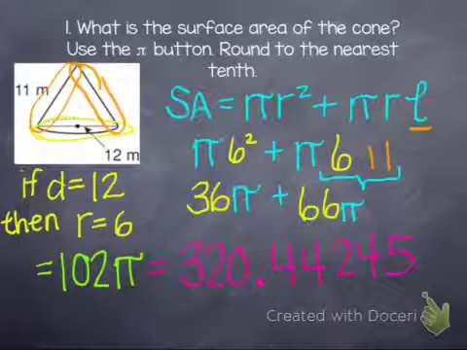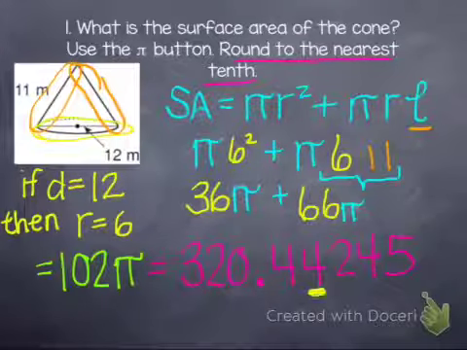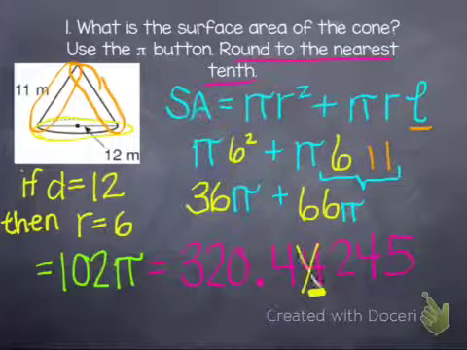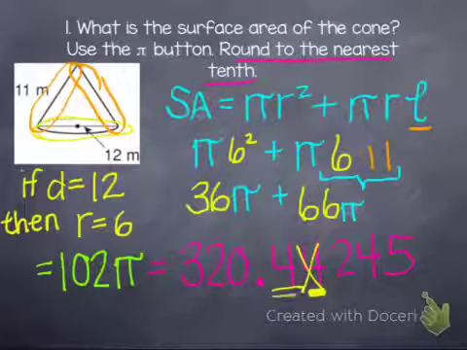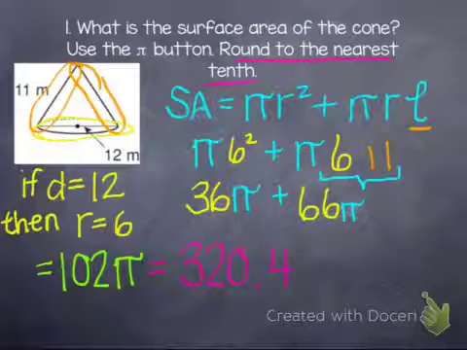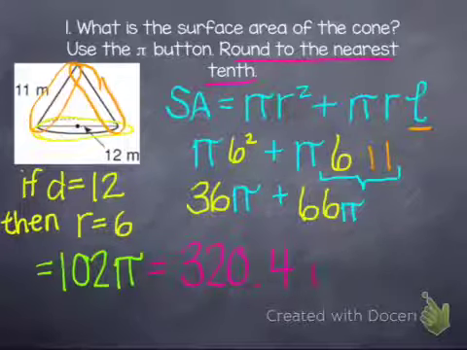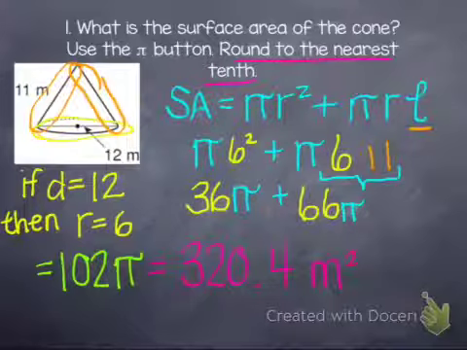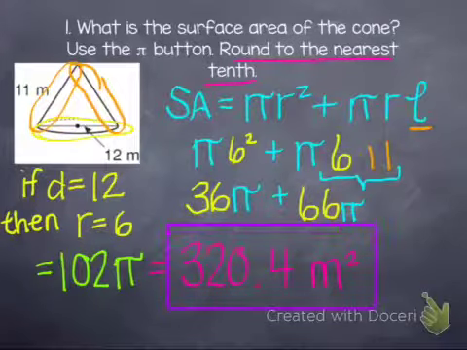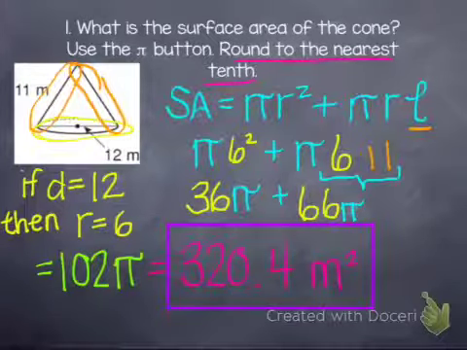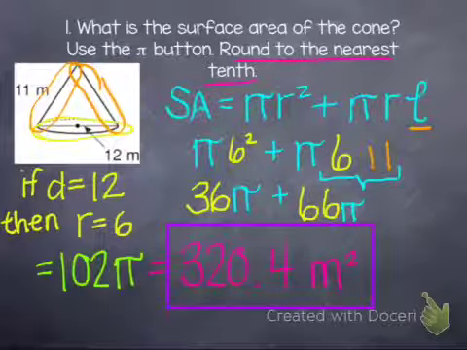So the last step that we need to do is round to the nearest tenth. To round to the nearest tenth, we need to take a look at the hundredth spot, and this number is not bigger than 5. So we are going to keep this as a 0.4, and I'm going to get rid of everything else. So we have 320.4, and we're going to put our label on. We're measuring in meters, and because we're doing surface area, it's going to be squared. So our answer is 320 and 4/10 meters squared is the surface area.